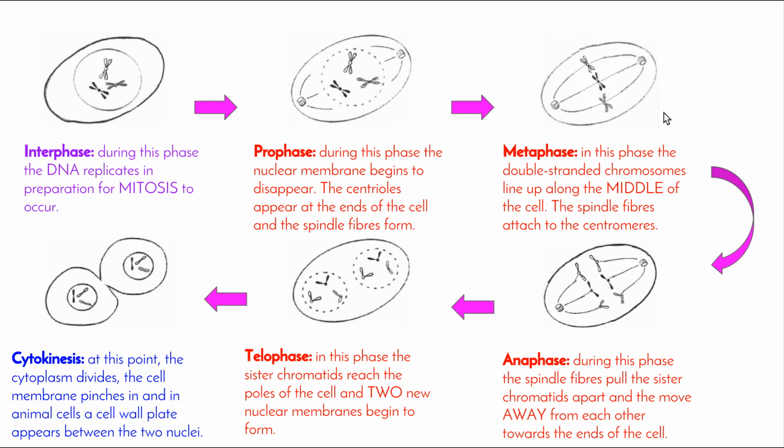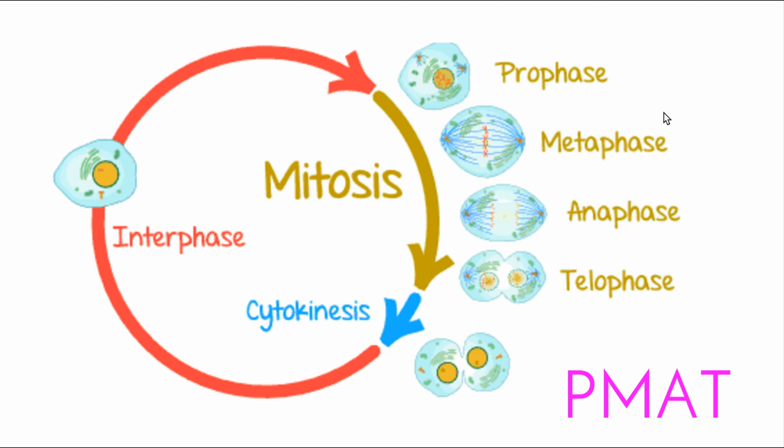So we have interphase where DNA replicates, prophase where our nuclear membrane dissolves and we get ready for all to move around, metaphase in the middle, anaphase move away, telophase we're starting to form two new cells by forming the two new nuclear membranes, and then cytokinesis is that final split, the final division of the cytoplasm and the creation of our two new cells that are identical to our parent cells.